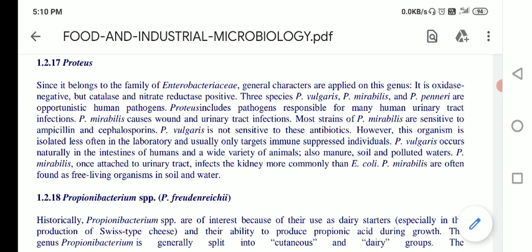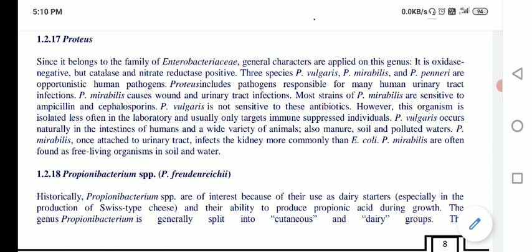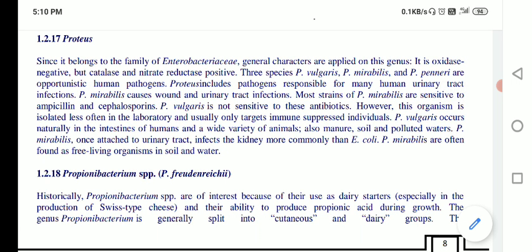for many human urinary tract infections; Proteus mirabilis causes wound and UTI infections. Most strains of Proteus mirabilis are sensitive to ampicillin as well as cephalosporin, and Proteus vulgaris is not sensitive to these antibiotics. However, this organism is isolated less often in the laboratory and usually only targets immunosuppressed individuals. So this organism will not cause any infection in a healthy individual whose immunity is strong, but it will surely attack a person who is already immunocompromised.